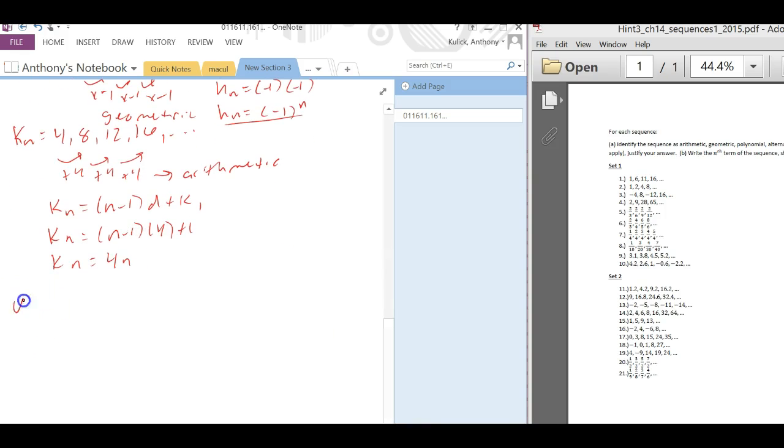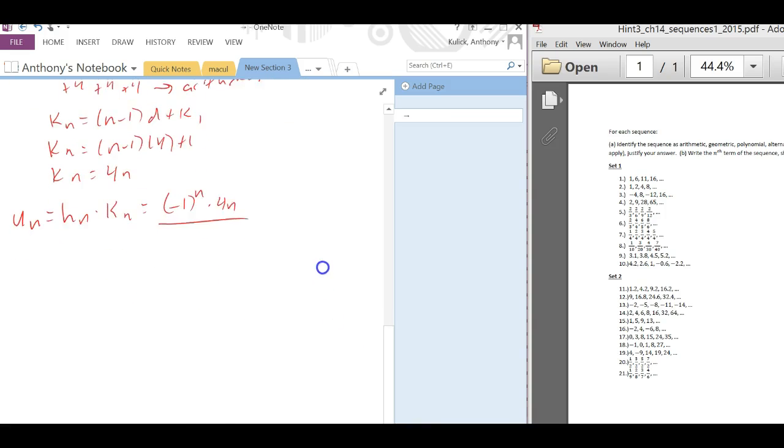So, again, remember that u sub n is h sub n times k sub n. And we said that h sub n was -1 to the n. And k sub n is 4n, so there's my sequence.